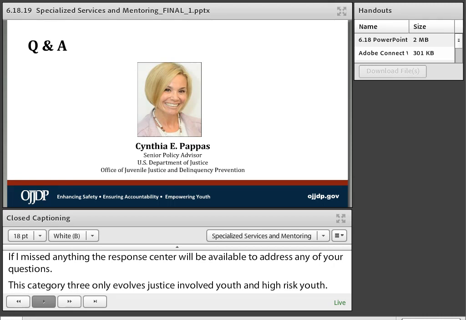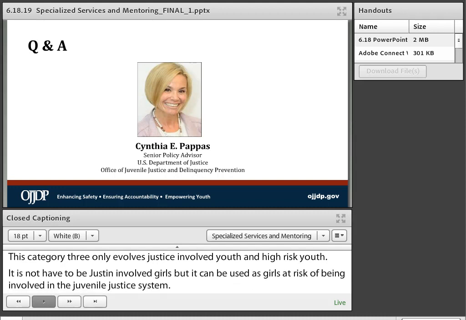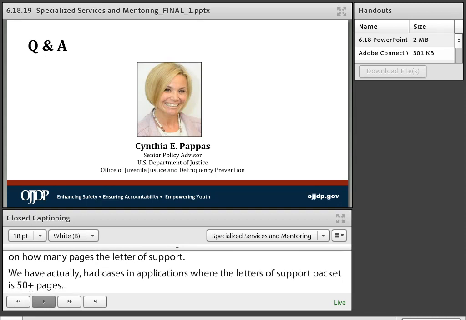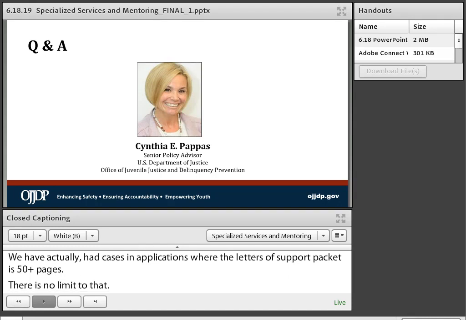The letters of support do not count towards the page limit. And there is no limit on how many pages for letters of support. There have been cases in some of our applications where the letters of support packet is 50. So if you have letters of support from within your community with partnering agencies, absolutely include them, just include them by the deadline.